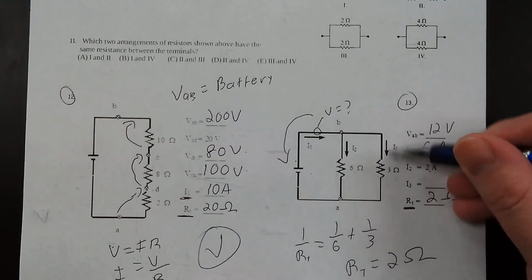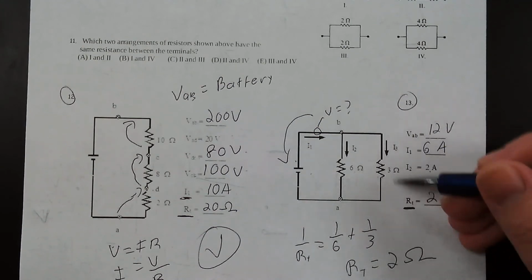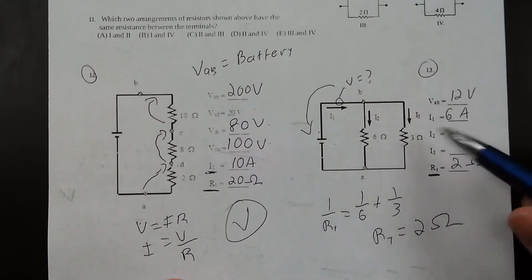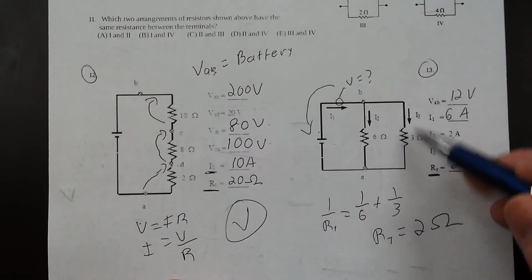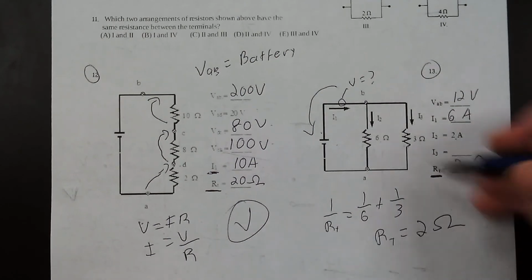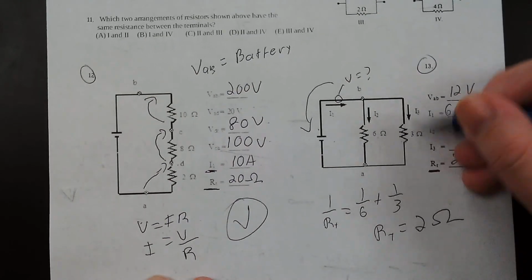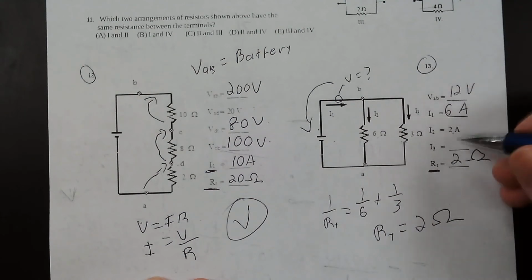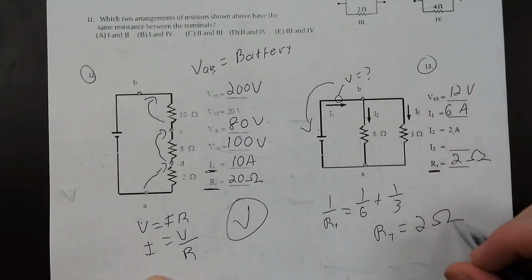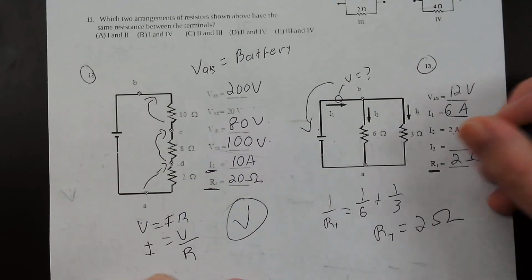Now I can do the same thing over here to find I3, or I can do it a different way. So we'll do it the regular way first. I want to find the current through here, so I'm going to do I is V over R. The voltage for this branch is the same as the battery because it's a parallel circuit. So 12 divided by 3 is going to give me a total of 4 amps.